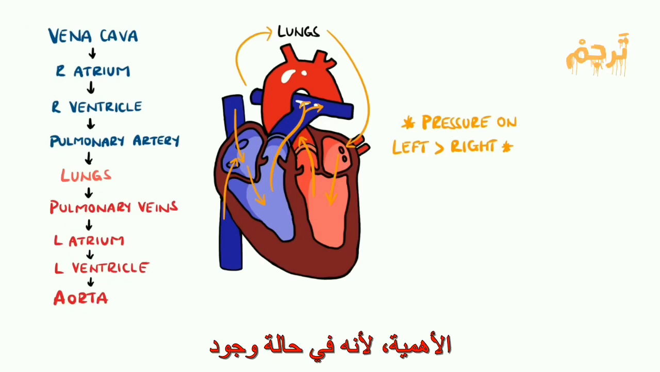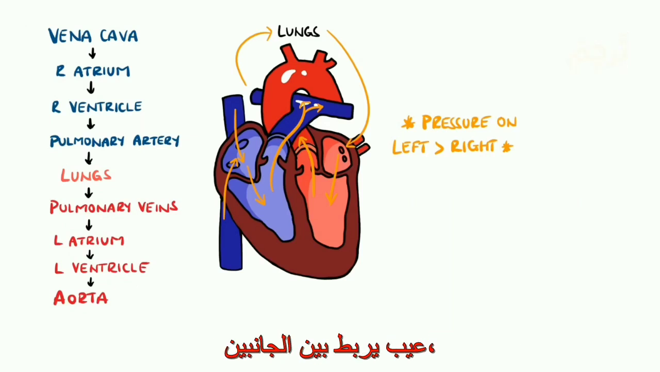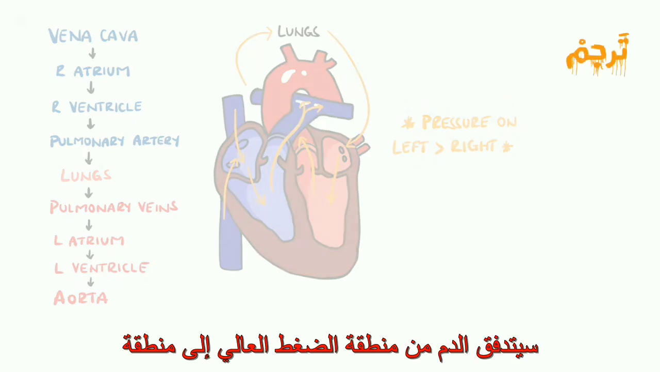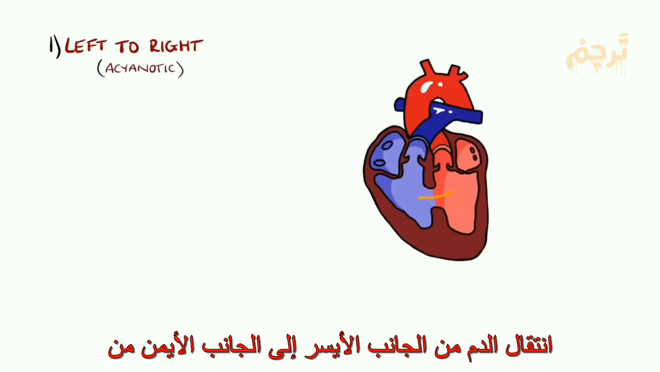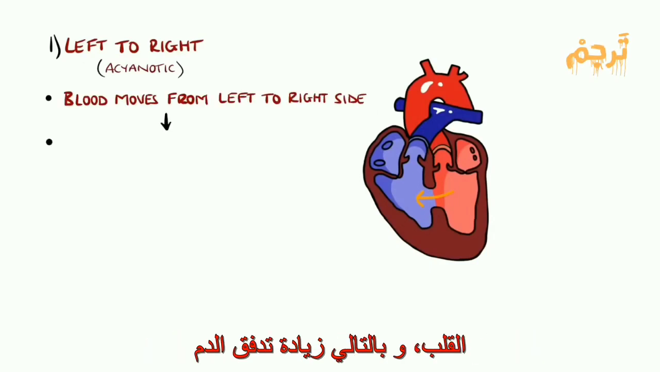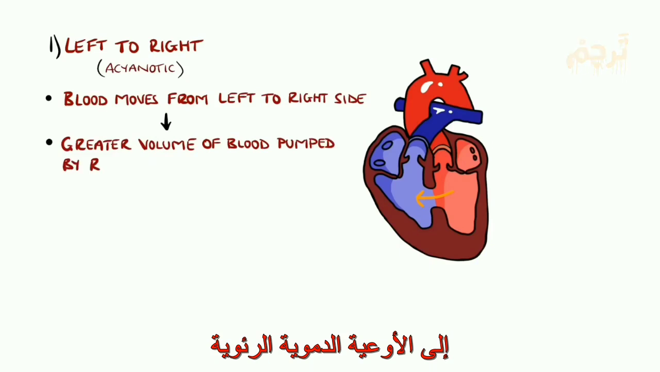The pressure on the right side is typically much lower than the pressure on the left, and this becomes important because if there is a defect that connects both sides, blood will flow from high pressure to lower pressure. Left to right shunting means blood moving from the left to the right side of the heart, and so more blood flow into the pulmonary vasculature.